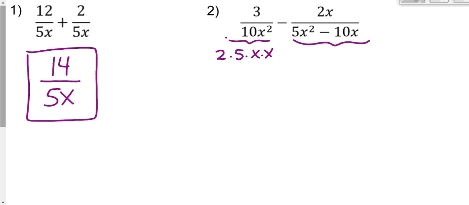And I'm going to factor 5x squared minus 10x. I'm going to pull a 5x out of both terms, the greatest common factor. 5 times x times the quantity x minus 2.